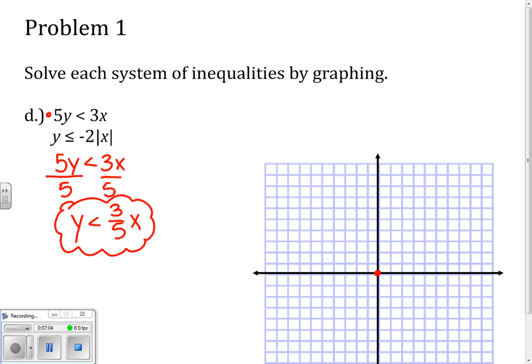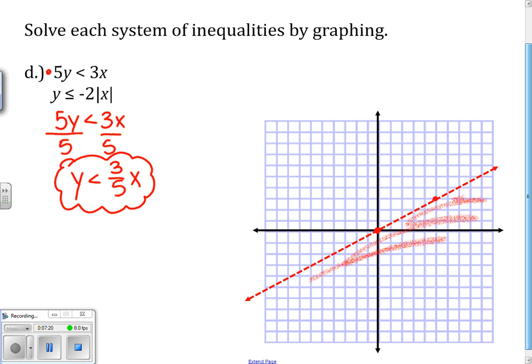It starts at the origin, goes up 3 and to the right 5. And when drawn in, should be dashed. The shading on this is less than, so everything below it.